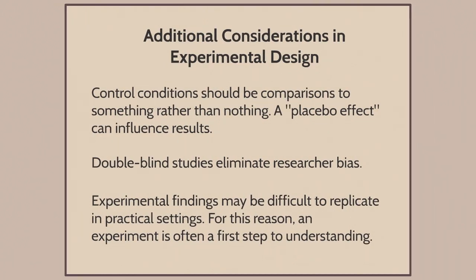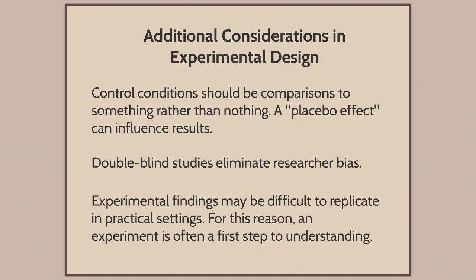Additional considerations in experimental design. Control conditions should be comparisons to something rather than nothing. A placebo effect, that's the effect of just knowing you're in an experiment, can influence results. Double-blind studies, what does that mean? That means that the researcher doesn't do the randomization. He or she gets someone else to do that for them, so that the individual doesn't know whether they're in the treatment or the control, and neither does the researcher. It prevents researcher bias.